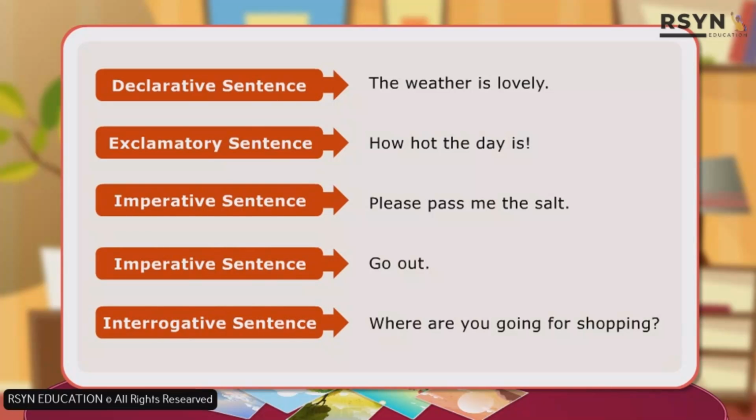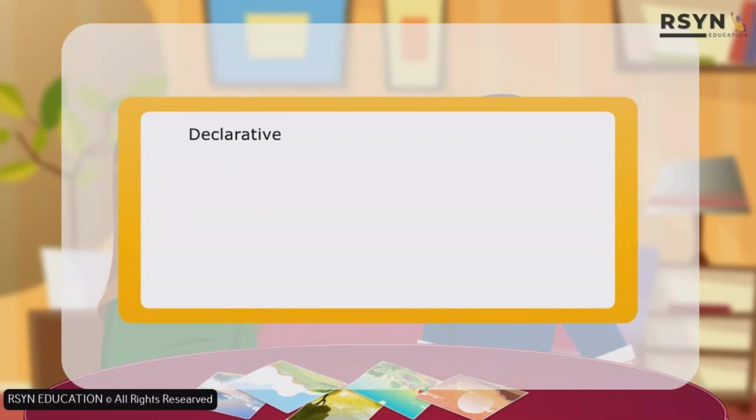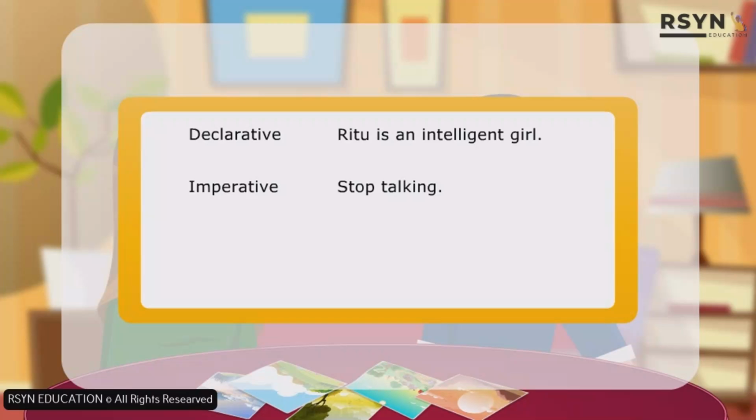Here are few more examples of four kinds of sentences. Declarative: Ritu is an intelligent girl. Imperative: Stop talking. Interrogative: How will you go home? Exclamatory: What a wonderful surprise.